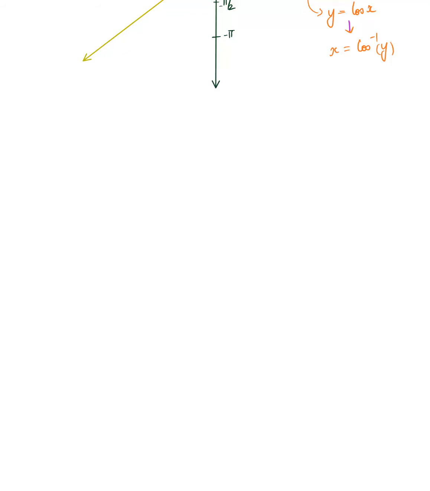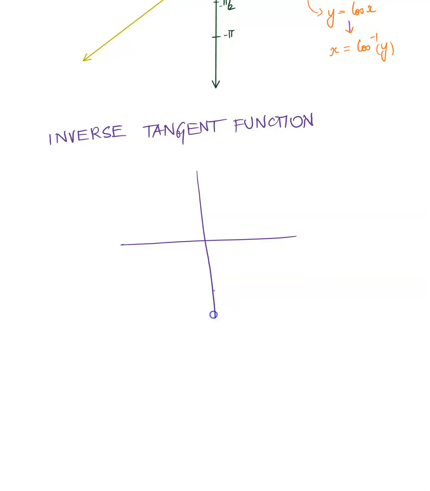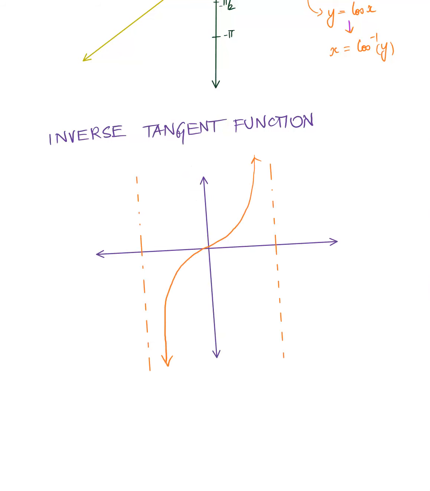So we'll have one place where we have the inverse tangent function. Now we recall that the tangent function actually comes with its own restrictions because of the asymptotes. Their asymptotes were at negative pi over 2 and pi over 2, and this was 0, 0. And this value was pi over 4. And here it was negative pi over 4.